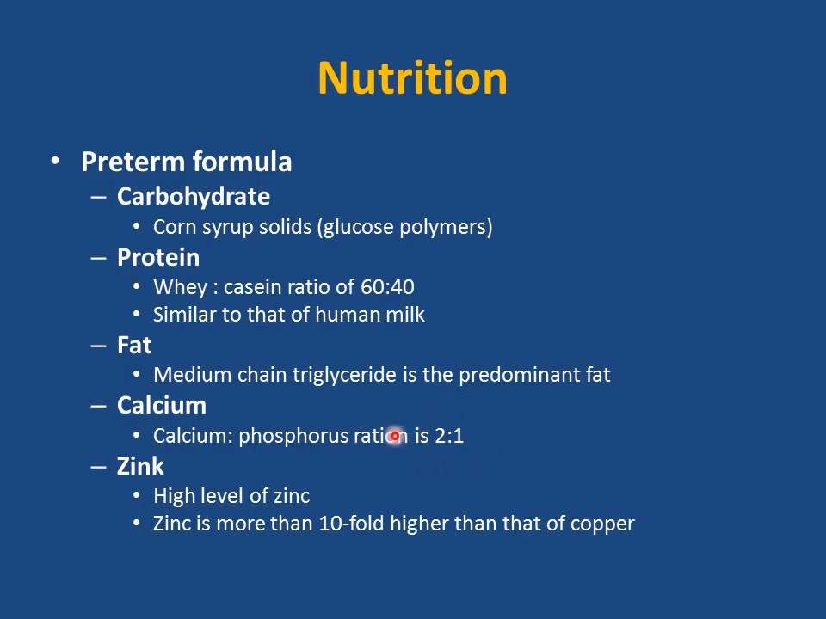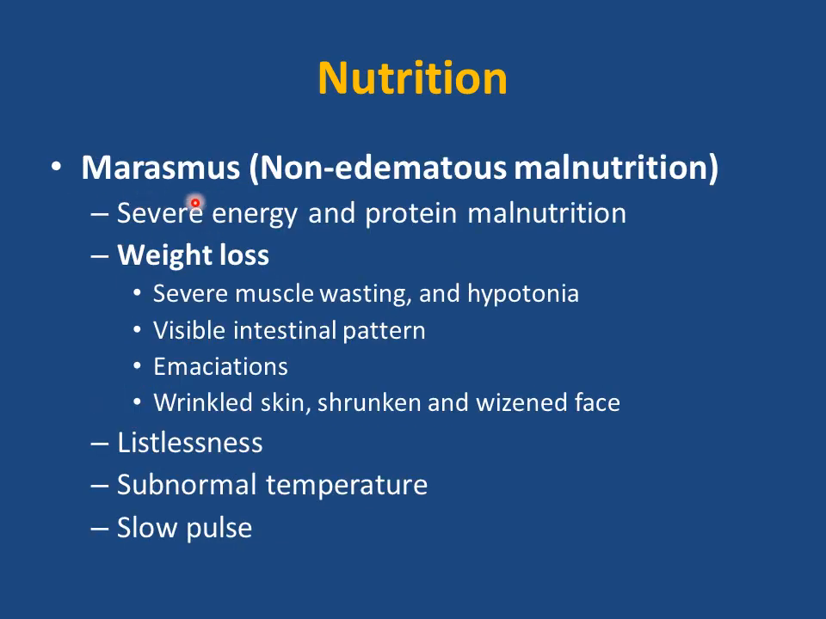Calcium has to be double the ratio of the phosphorus for maximum absorption, especially if you are preparing TPN formula for preterm babies when they are in the hospital. The zinc in the preterm formula is at a high level, and also the zinc is more than 10-fold higher than that of the copper. Marasmus is a classic example of severe malnutrition.